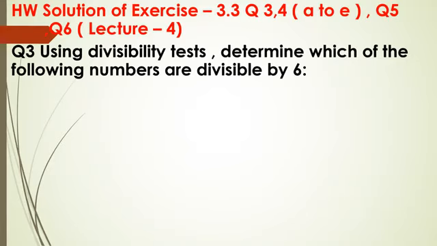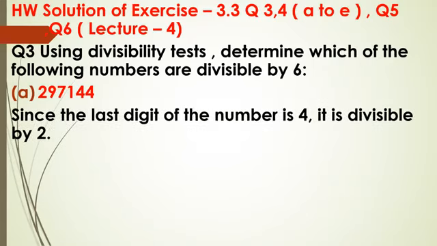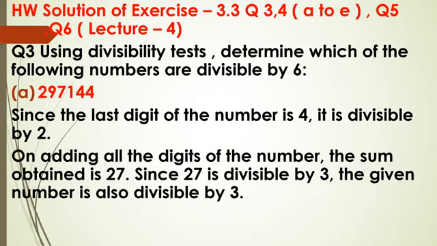See the first part. 297,144. Check its one's place digit. One's place digit is 4. Is it divisible by 2? Yes. As the last digit is divisible by 2, the number is also divisible by 2. Now we have to check by 3. Find out the sum of all the digits.